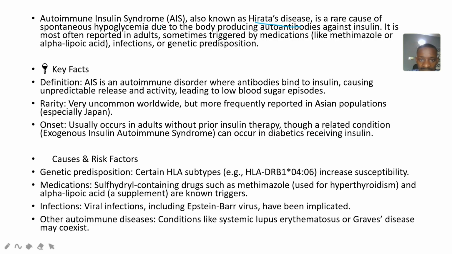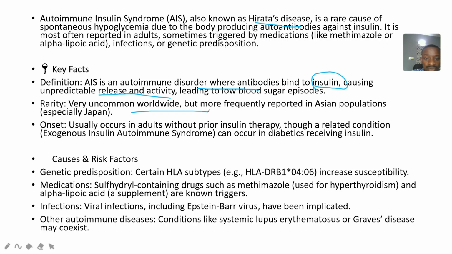So definition is an autoimmune disorder. That means what? Your body's immune system is attacking your body's components, which is the insulin now. So it causes unpredictable release and activity. Okay, it binds to insulin. So you can't really say when insulin will work now. Do you understand? Insulin activities is not straightforward again. It's very rare, but it's common in Japan.